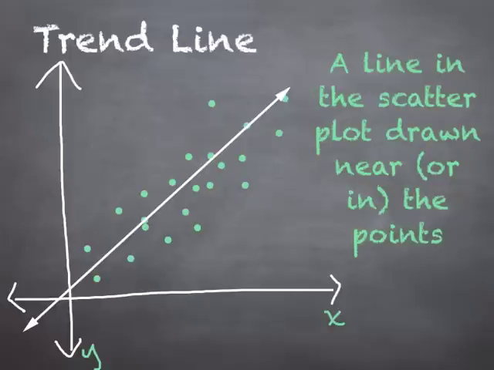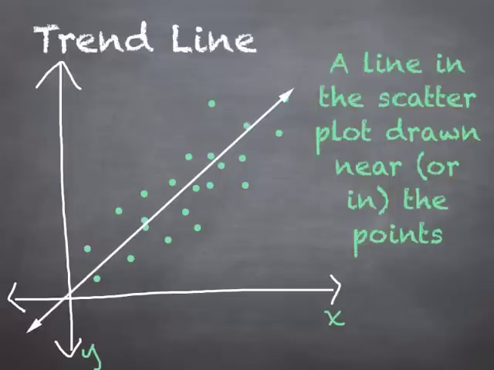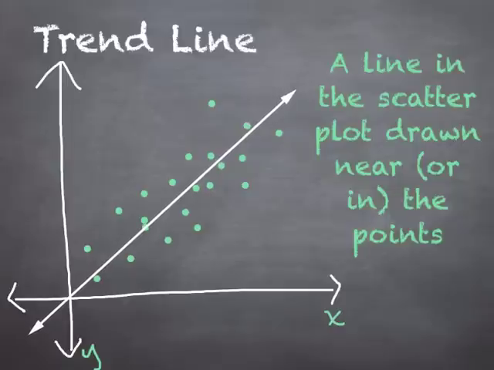Now with our scatter plots, we will sometimes be asked to draw in a trend line. A trend line is a line drawn in the scatter plot near or in the points. Now let me tell you, here I just drew this line because I liked it there. Some of you may look at this and think the most accurate line would be right here. And that's still okay, that's still right.